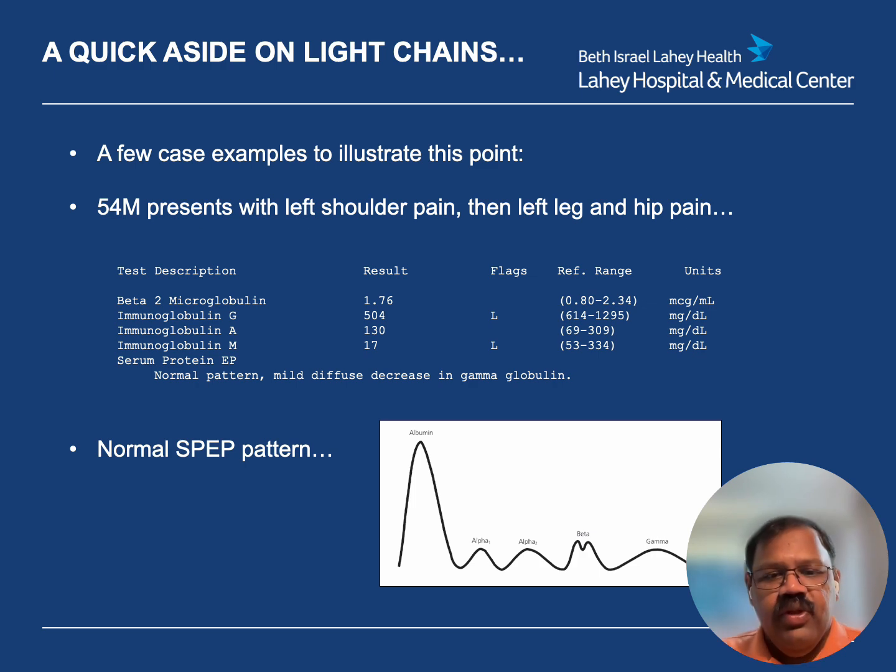So here is a very good example of a case that really shows the importance of the serum-free light chain assay. So this was a 54-year-old gentleman that presented with left shoulder pain and then had left leg pain and left hip pain as well. And if you look at the quantitative immunoglobulins, you can see that the beta-2 microglobulin was within normal range. The immunoglobulin G, A, and M were all essentially within normal range or slightly lower. And the SPEP really showed a normal pattern with mild diffuse decrease in the gamma globulin. So no characteristic M spike, and so non-diagnostic for multiple myeloma.